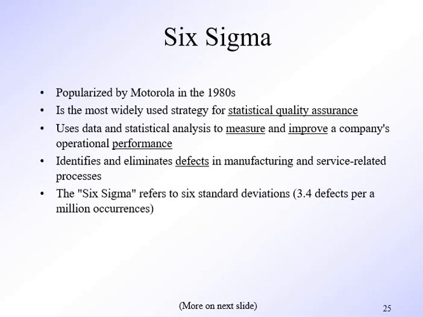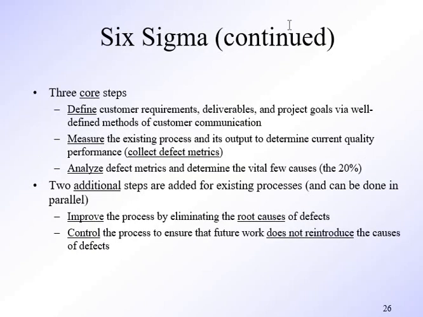So for that we have Six Sigma. This was popularized by Motorola in the 1980s. It is the most widely used strategy for statistical quality assurance. It uses data and statistical analysis to measure and improve the company's operational performance, and identifies and eliminates defects in manufacturing and service related processes. Six Sigma refers to six standard deviations, right?